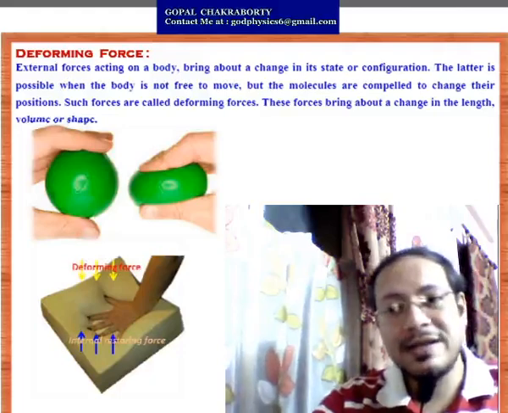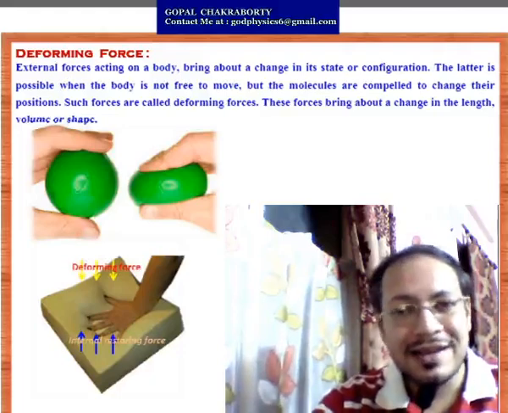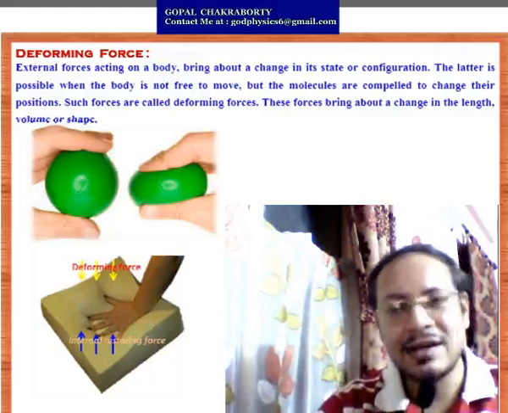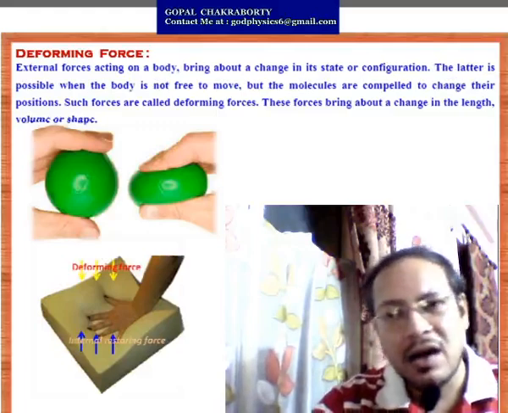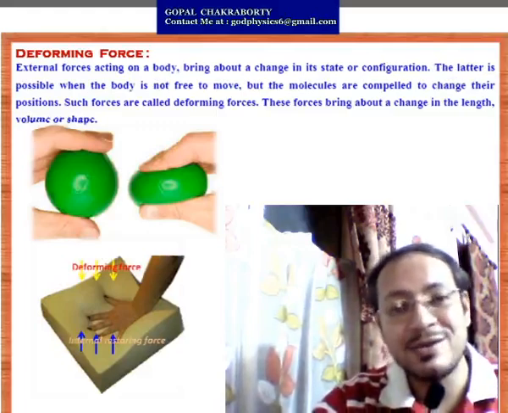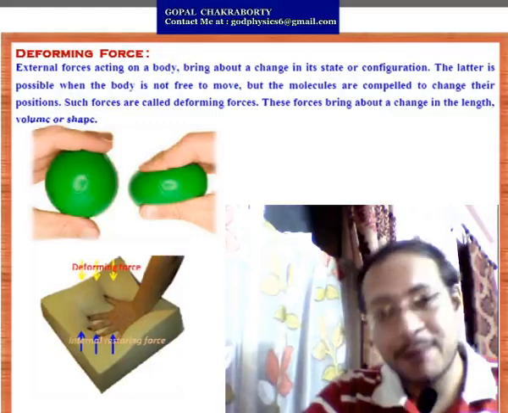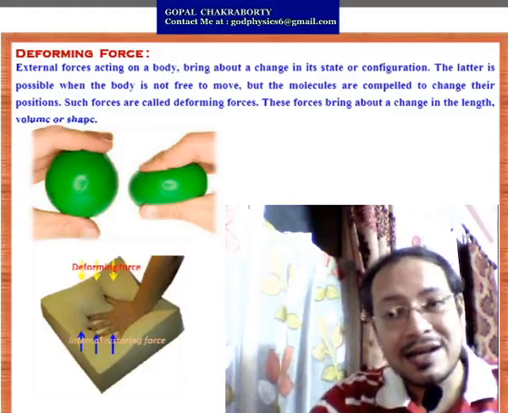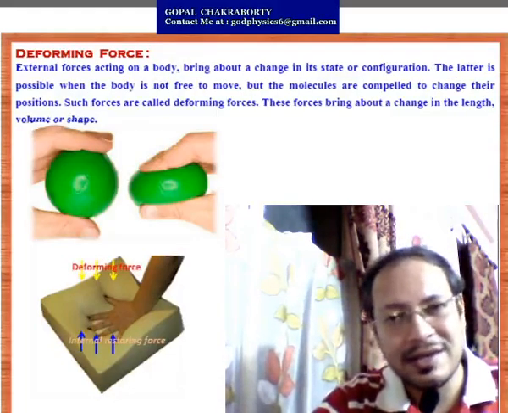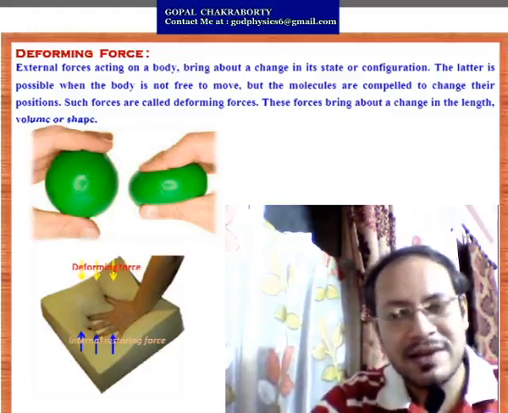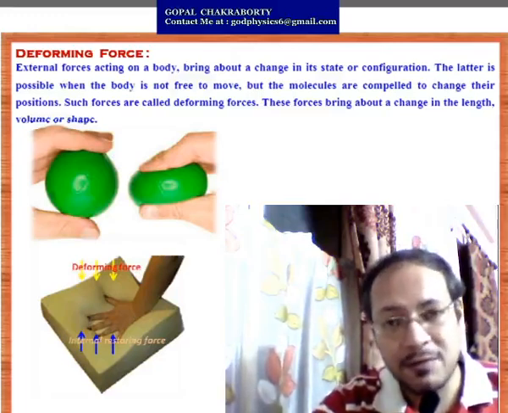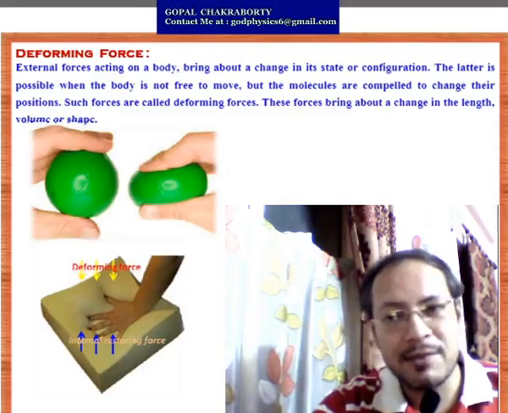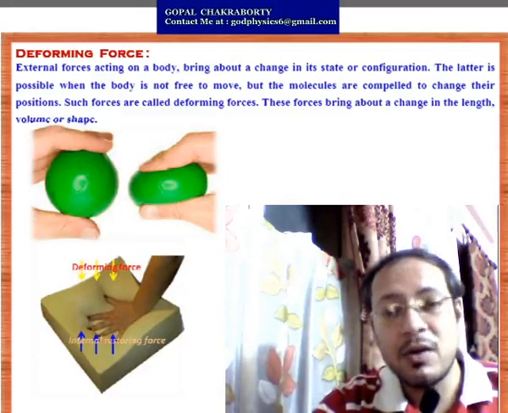So what is deforming force? The external forces acting on a body bring about a change in its state or configuration. That is your deforming force. This is possible when the body is not free to move, but the molecules are compelled to change their position. Such forces are called deforming forces. This force brings about a change in length, volume, or shape.